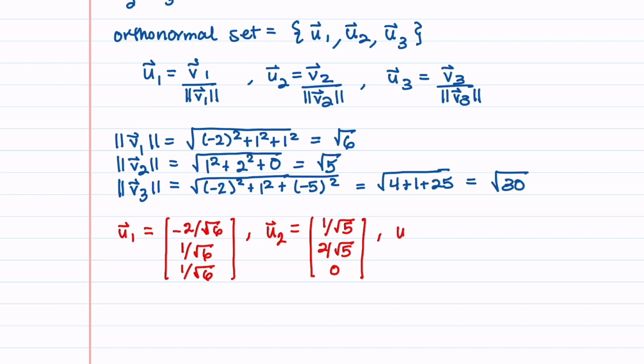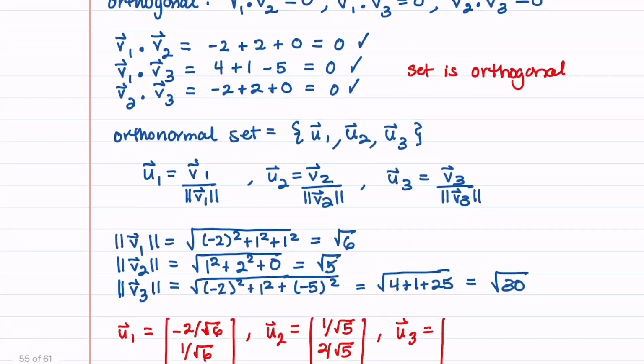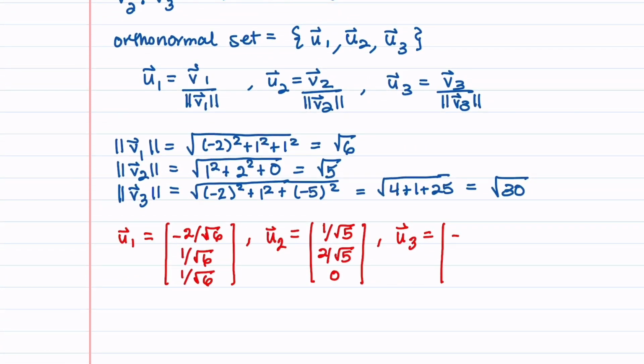And then lastly, our u3. These ones are a little bit harder to remember. Minus 2, 1, minus 5. So we have a minus 2 over root 30, a 1 over root 30, and then a minus 5 over root 30. Our orthonormal set of vectors, they all have a magnitude of 1, and they are all orthogonal to each other.